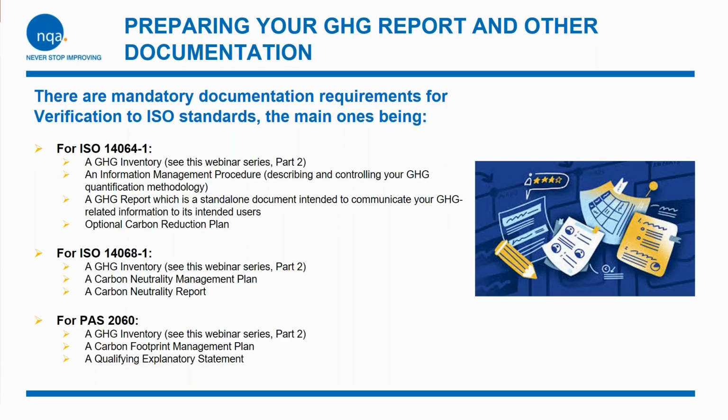So for your ISO 14068-1, you must have a greenhouse gas inventory, a carbon neutrality management plan, and a carbon neutrality report. For PAS 2060, you must have a greenhouse gas inventory, a carbon footprint management plan, and a quantifying explanatory statement. Now, within ISO 14068-1 and PAS 2060, terminology is slightly different. However, they're very similar within each of them. It's just the terminology of how they've worded them that is slightly different.